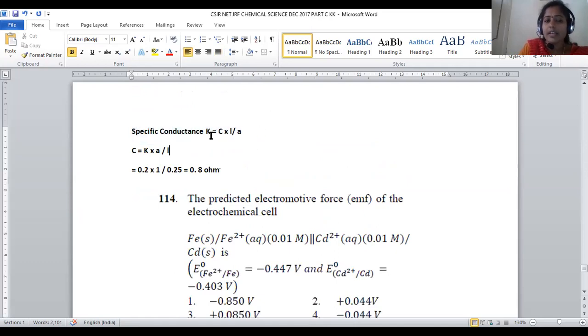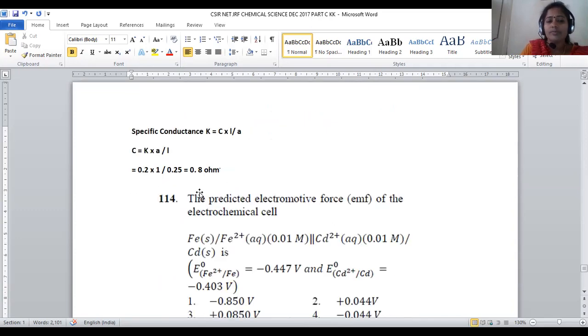Specific conductance formula is kappa is equal to C into L by A. Kappa denotes specific conductance, with ohm inverse centimeter inverse as the units, right? C denotes the conductance of the given electrolyte, and L by A, length by area of cross section, this ratio is called the cell constant. Now, kappa is given, L by A is also given, and conductance needs to be calculated. Now, conductance is equal to kappa into A by L.